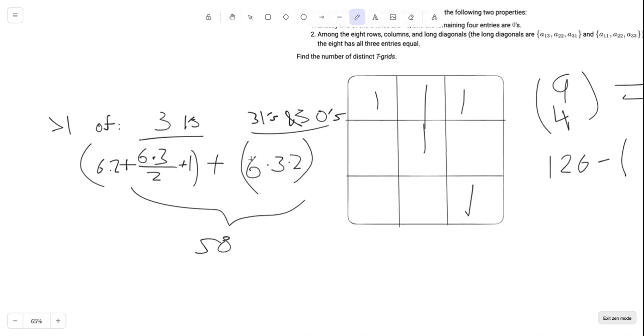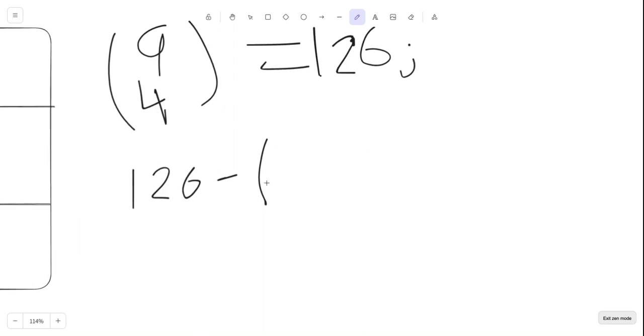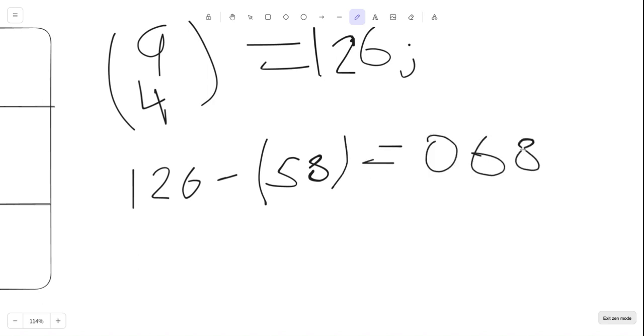And you can be careful and check over it to make sure we miss no cases. It's kind of hard to do that, but this is an AIME number 11, so of course it can be hard. And this gives us a final answer of 68.